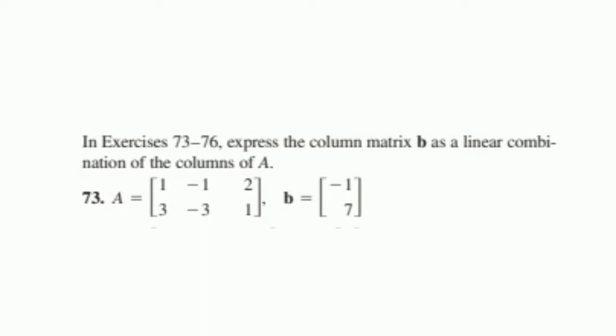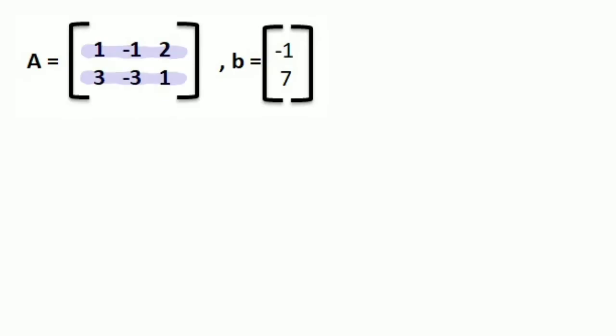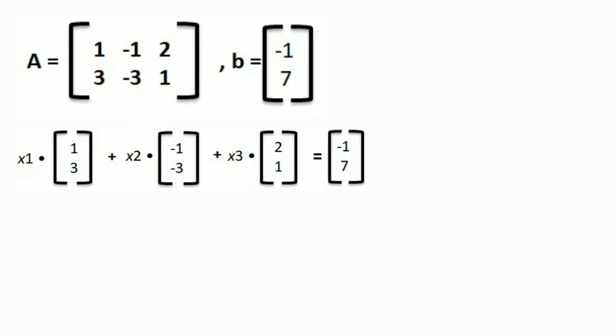In item 73, we have matrix A, which is [1, -1, 2; 3, -3, 1], and matrix B, which is [-1; 7]. Matrix A has 2 rows and 3 columns. So the columns of matrix A are x1 for column 1 (1, 3), x2 for (-1, -3), and x3 for (2, 1), equal to (-1, 7).